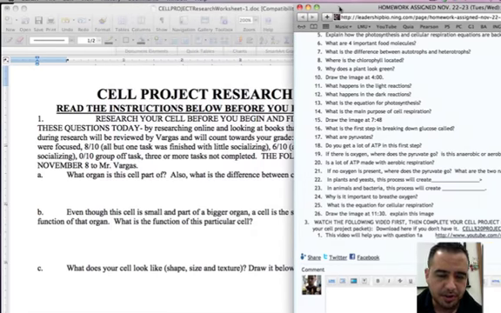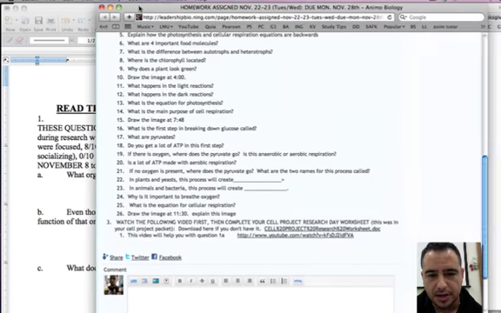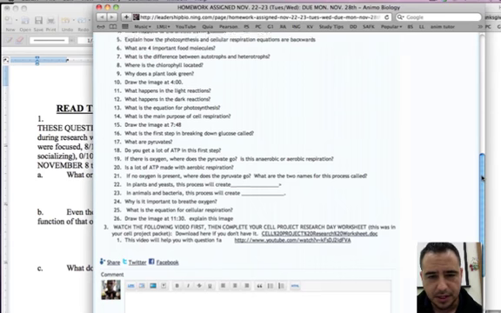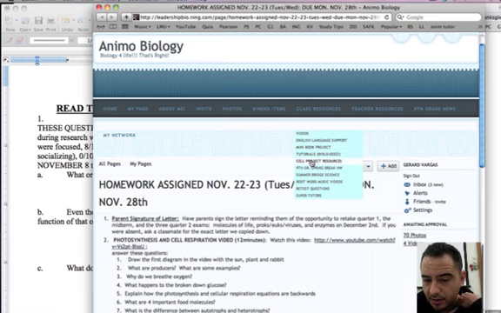But you need to know about your cell. So what cell are we doing? Well, you already wrote it down. During class we assigned them. And so you go up to binder items. And so for the homework, you're going to need cell project resources. So let's click on that.